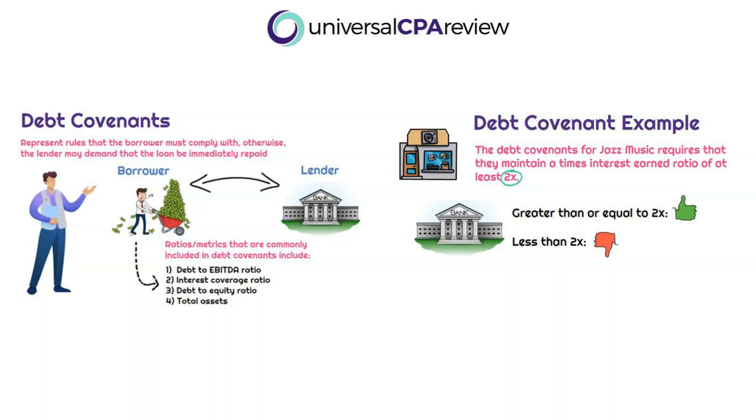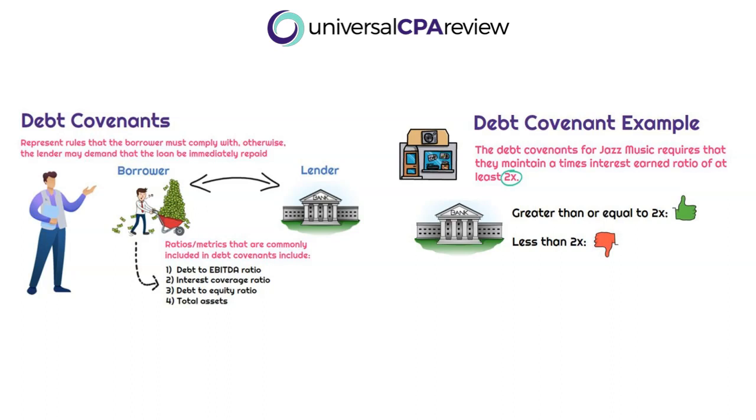So a company has to follow their debt covenants, but what exactly do these covenants look like? Well, they'll basically include a ratio or metric and say you must be below or above this specific number for this ratio or metric. Otherwise, you're not going to be in compliance with your debt covenants. So let's take a look at what you could see. So as you can see in this example, it says the debt covenants for jazz music requires that they maintain a times interest earned ratio of at least 2x.